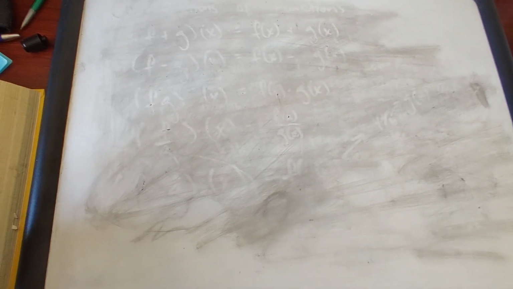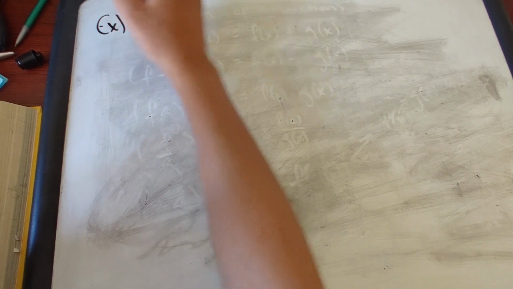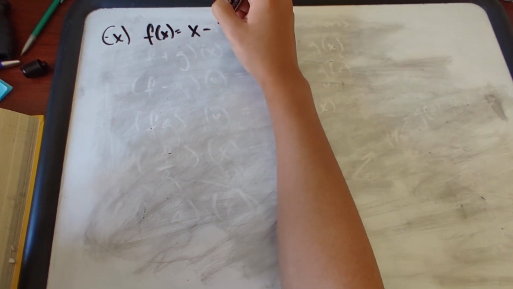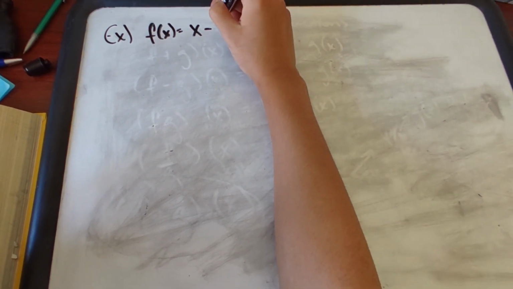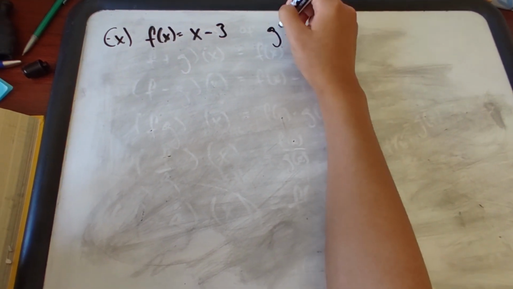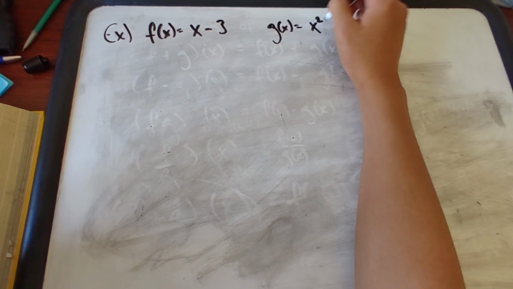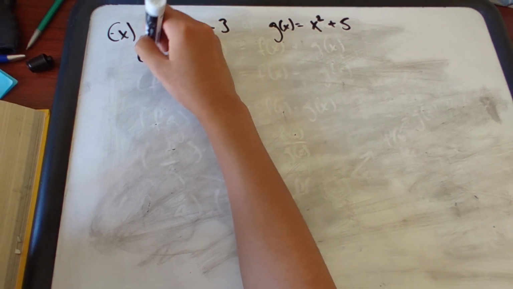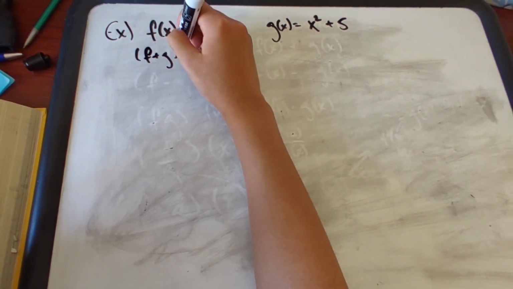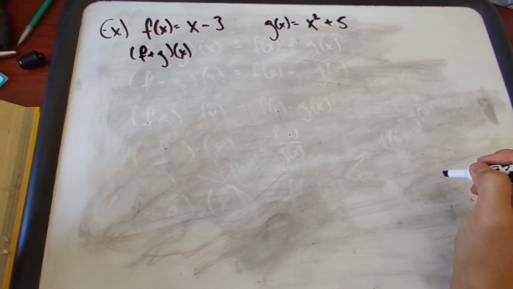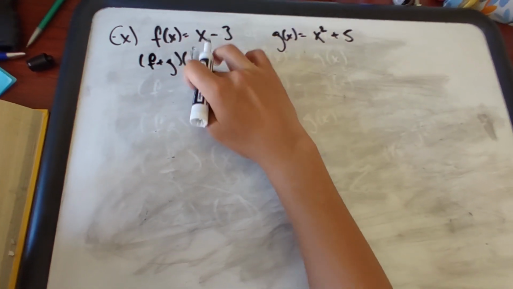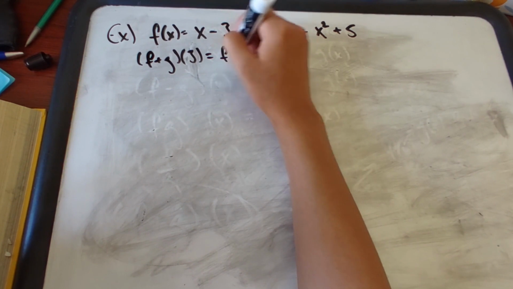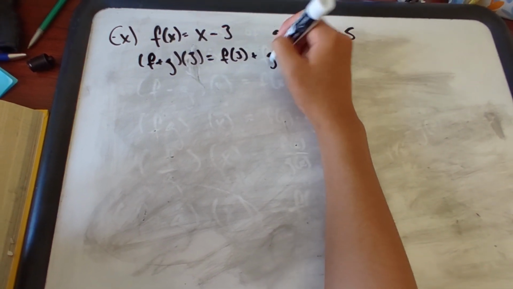Alright, let's do some examples. Let's say f of x is x minus 3, and g of x is x squared plus 5. So let's find f plus g of x, or instead, let's do f plus g of 3. So this is the equivalent of f of 3 plus g of 3.